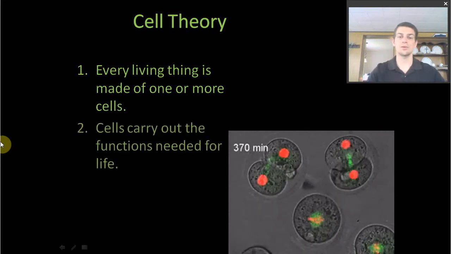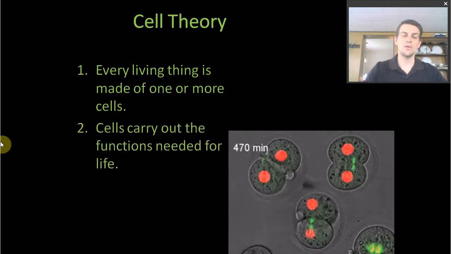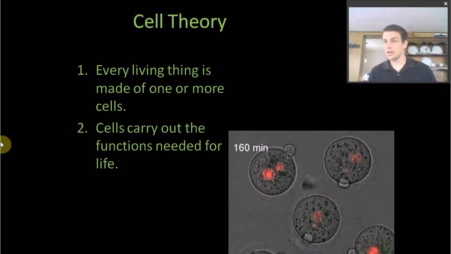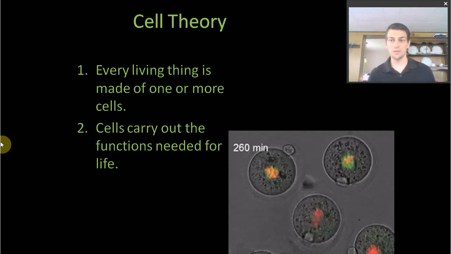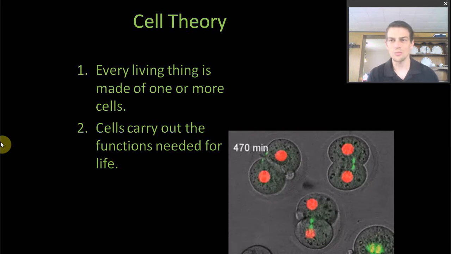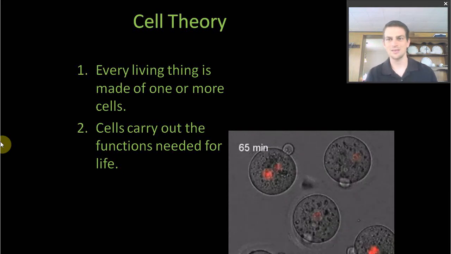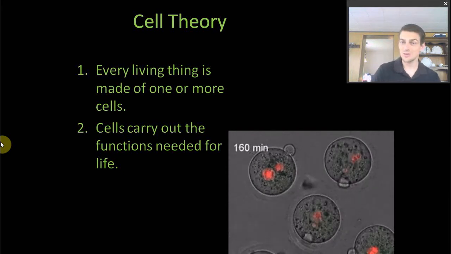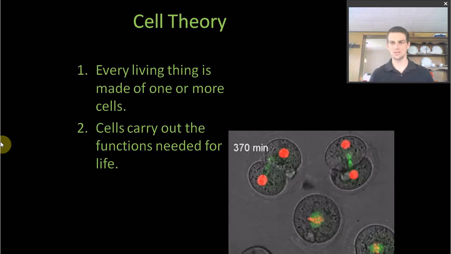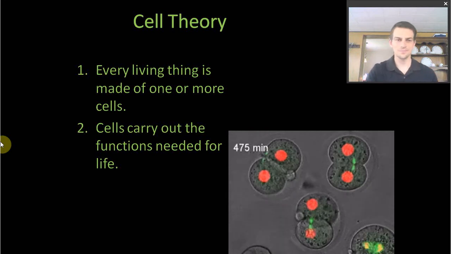Second point of cell theory is that cells carry out the functions needed for life. So everything's made of cells, and cells are what kind of do all the action of life. When you are looking with your eyes, it is cells that are controlling the movements of your eyes and picking up the light signals and transmitting the signals to your brain. And so your cells are what are carrying out all of these functions that life needs.